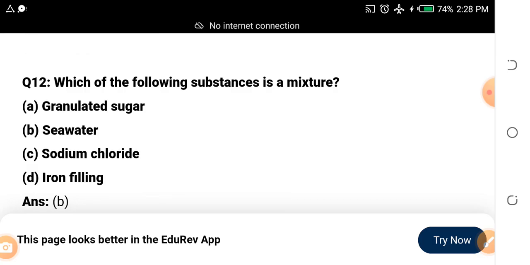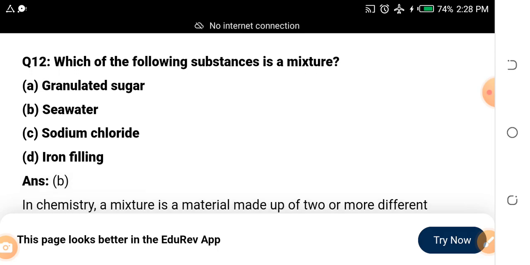Which of the following substances is a mixture? Question number 12. A, granulated sugar. B, sea water. C, sodium chloride. D, iron filing. Remember, there is a difference between a mixture and a compound and even an element. I've asked that question in a previous part, so I won't ask you to give me. Which of the following substances is a mixture?